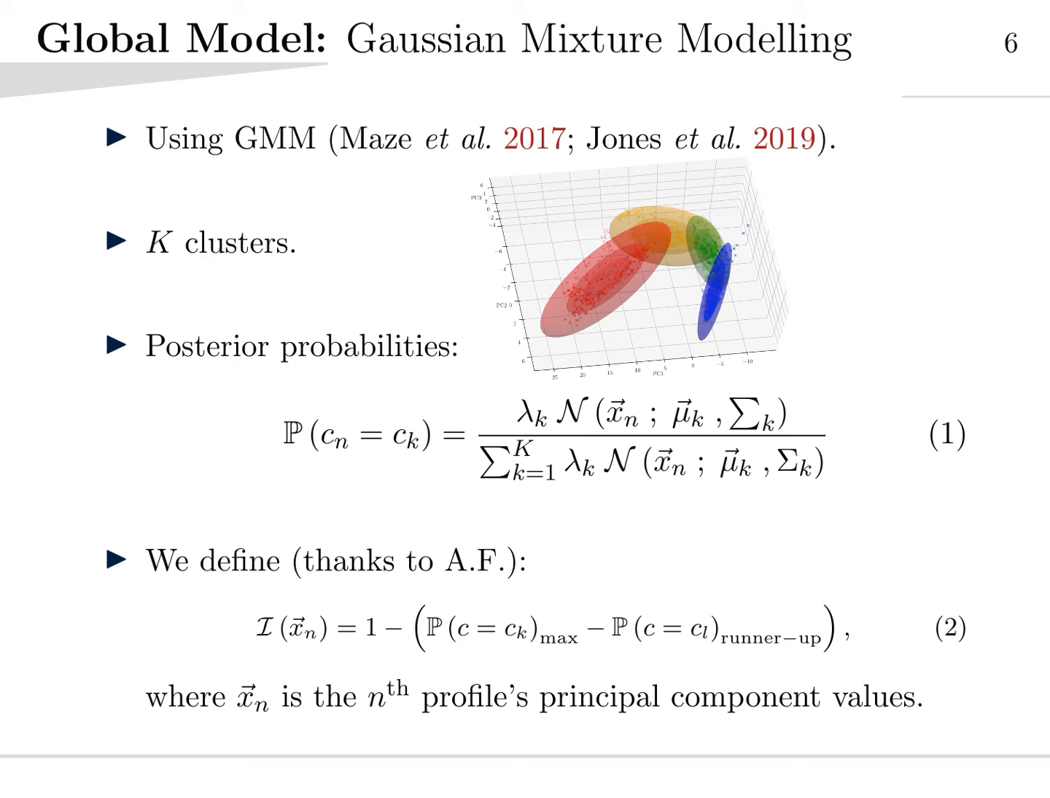We define, thanks to Anita Thal, the I metric, or the interclass metric, where we look at the probability that a point is part of its most likely cluster versus the runner-up. And if those two probabilities were equal, we are maximally uncertain, and the interclass metric is 1. And if the probability that it's part of its most likely cluster is 1, and we're maximally certain, the I metric is 0. So this can be thought of as the probability that you are in the interclass region.